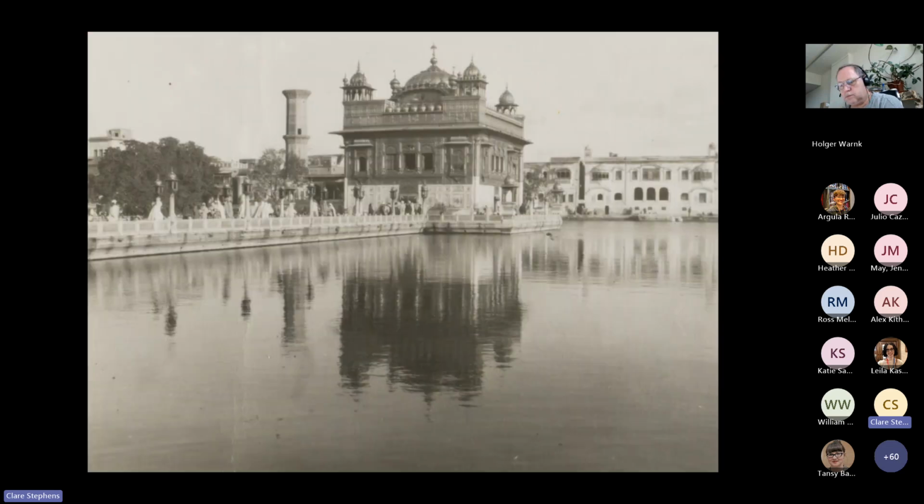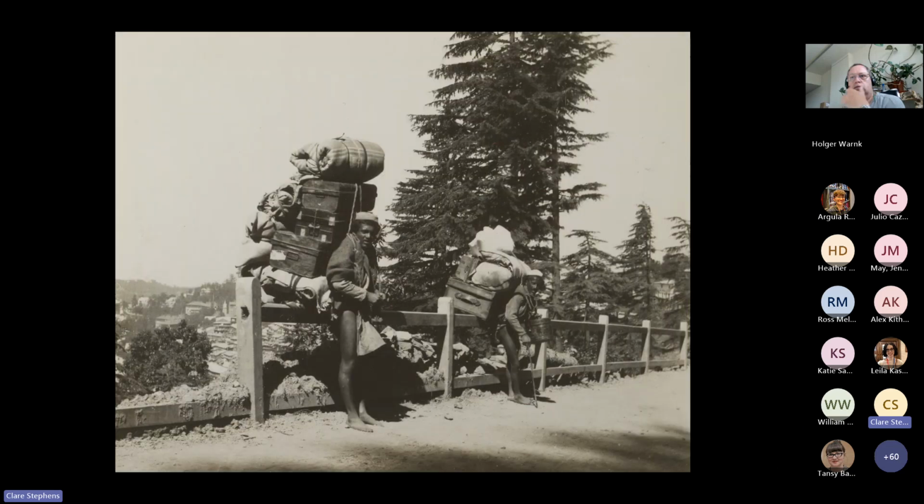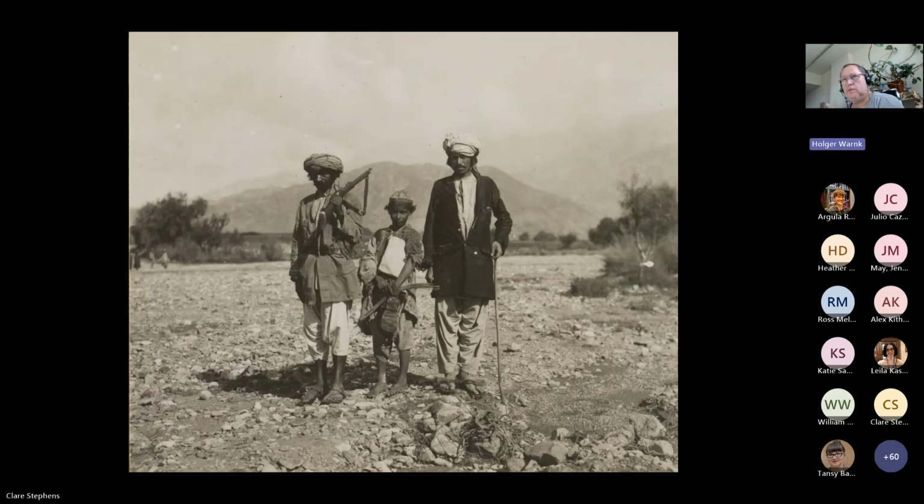This is the Golden Temple at Amritsar, and this is the site of the massacre, ambiguously captioned by Fuchs as the site of General Dyer's action. But I want to leave this album with some of the more positive images of everyday existence.